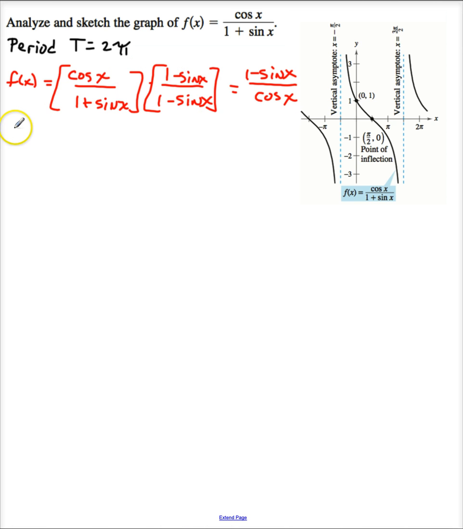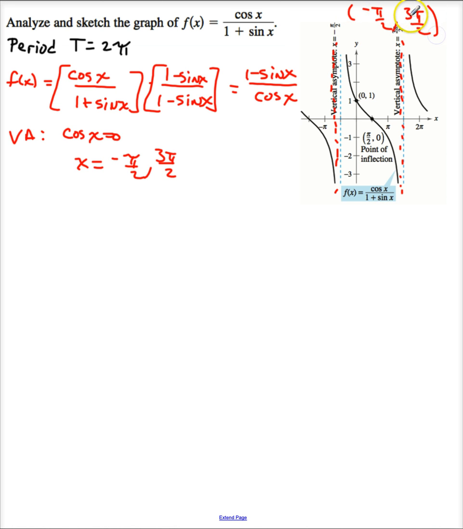This makes it very easy for me to see my vertical asymptotes are going to occur when cosine of x equals 0. Let me look for a good range that centers around 0: x equal to minus pi over 2 and x equal to 3 pi over 2. So basically I just gave myself the range I want to deal with. I want to deal with x from minus pi over 2 to 3 pi over 2, and then everything else will simply repeat that.